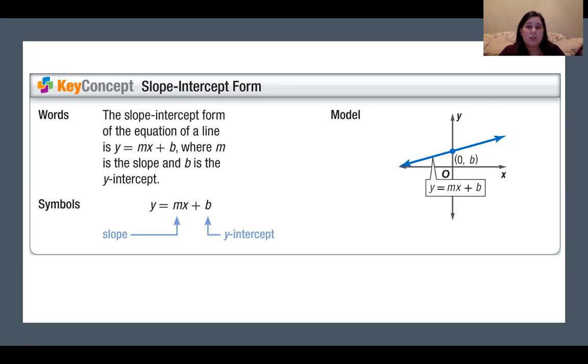But it is just one of three. And we've already gone over one of the others, which is standard form. And we do have another one we'll be going over today. But we're going to look at slope-intercept form first.